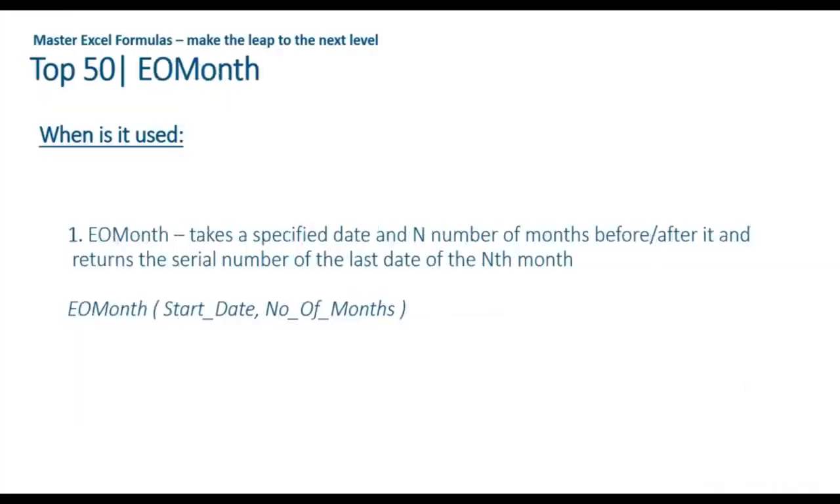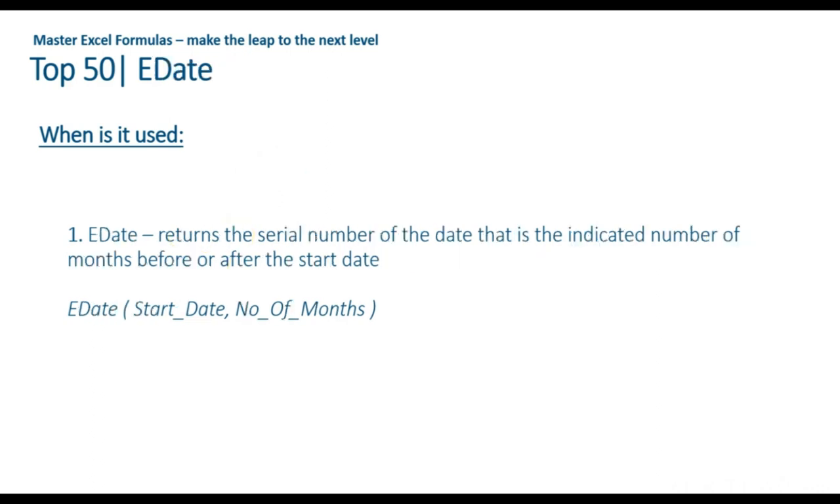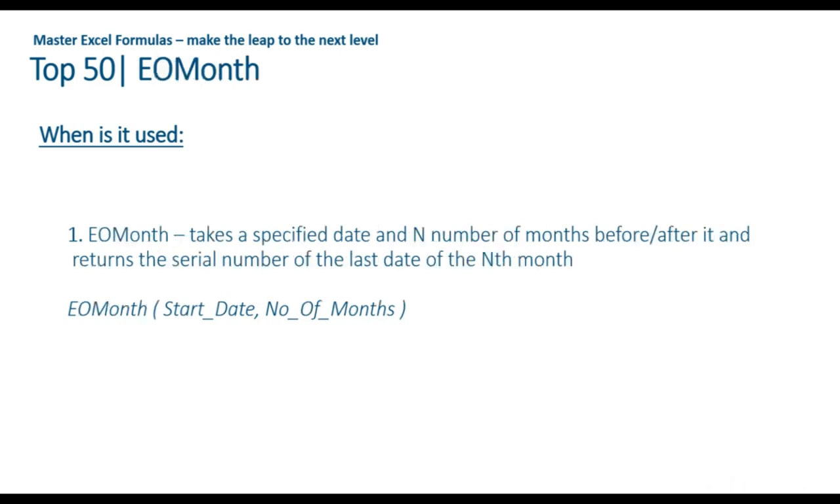The next formula is end of month. The end of month formula is very similar to the previous formula, which was eDate here. But instead of the specific date, let's say 3 or 4 months from now, it gives you the end of the month after, let's say, 3 or 4 or 10 months. Again, the structure of the formula is basically the same as the eDate function.